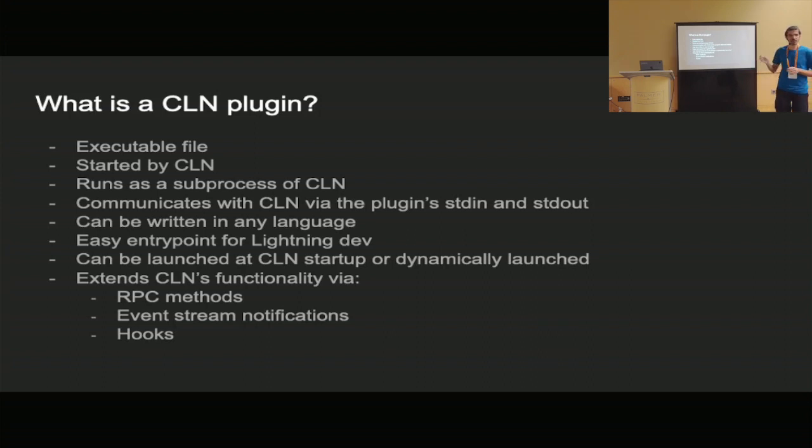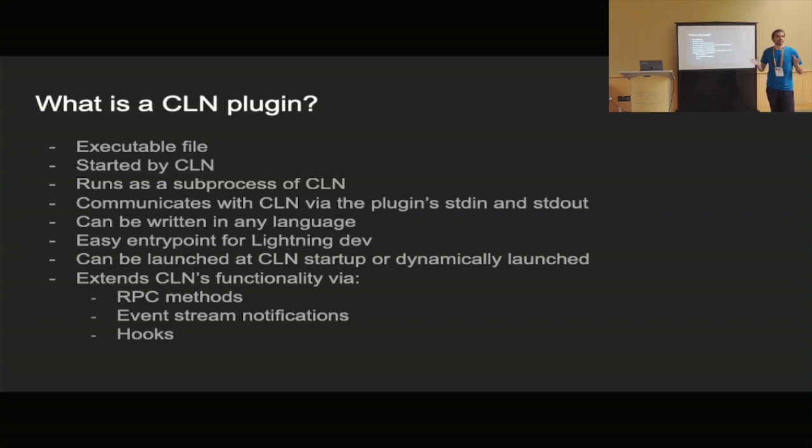Since plugins are self-contained binaries and they have their own GitHub repos, you can just build something that alters core Lightning's functionality in a fun or cool way, or maybe a very useful way. And you can do this without risking other people's money or even your own money. So what is a CLN plugin? It's an executable file. It's started by CLN. It runs as a sub-process of CLN, and we can talk about what that means. It communicates with CLN via the plugin's standard in and standard out.